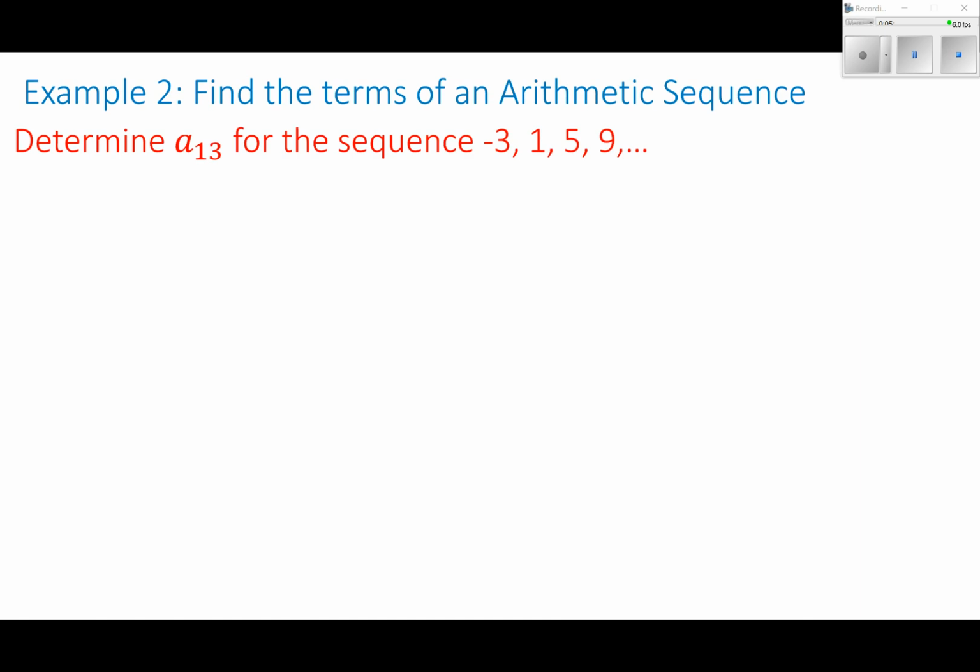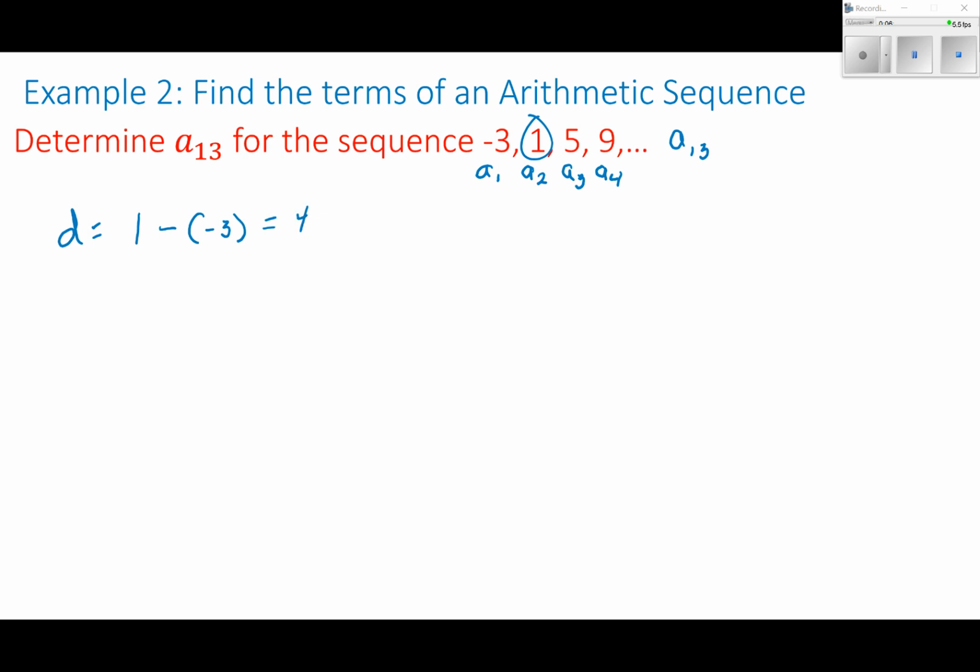So let's do one. Find the terms of the arithmetic sequence. I want to determine what a sub 13 is given the sequence -3, 1, 5, 9. So again, this is a sub 1, this is a sub 2, this is a sub 3, this is a sub 4. I want to know all the way out here to a sub 13 what that's going to be. All right. So first off, I need to figure out what my common difference is going to be. If I look at a couple terms, I'm going to take 1 as my a sub n plus 1, subtract the term prior, so subtract -3 to get a common difference of 4.